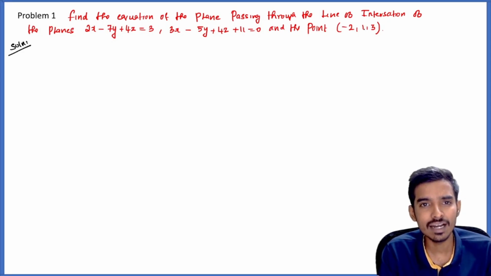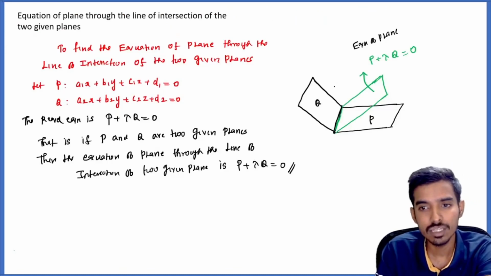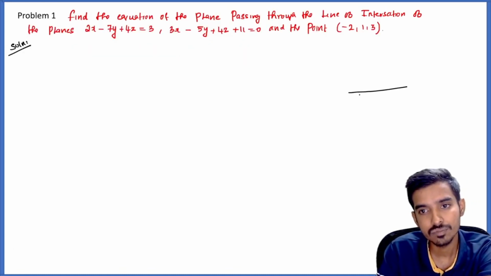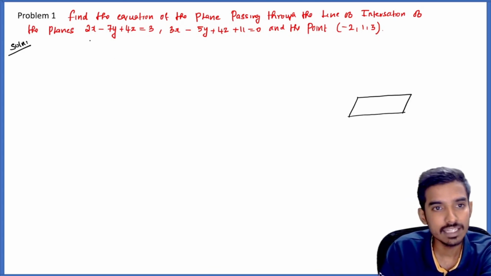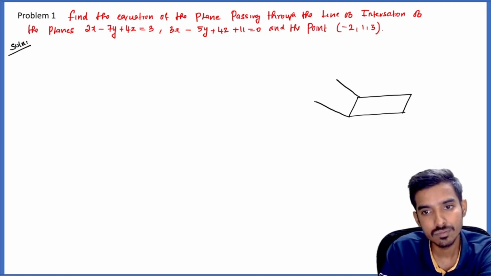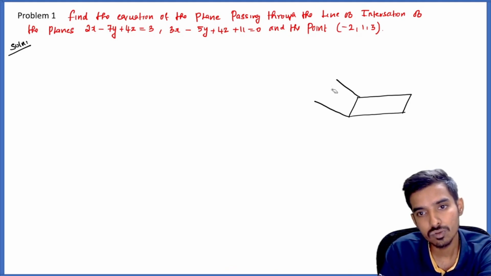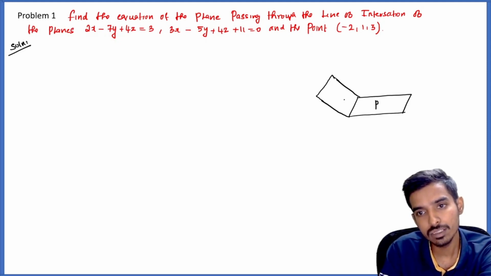Why have they given this data? To find the value of lambda, right? So they have given two planes. So you just draw the same diagram here. They have given two planes. Let us take this as P, this is Q, right? This is our P, this is our Q.